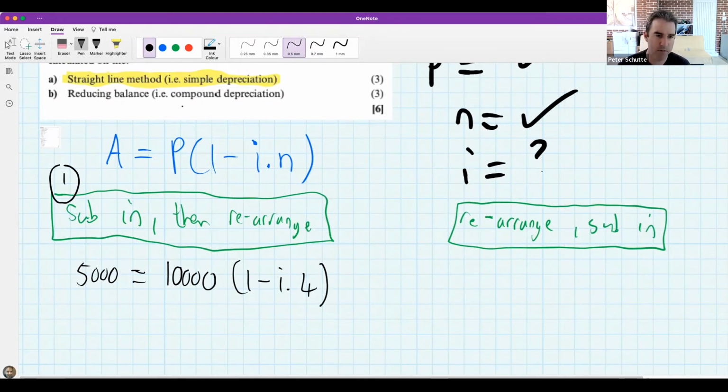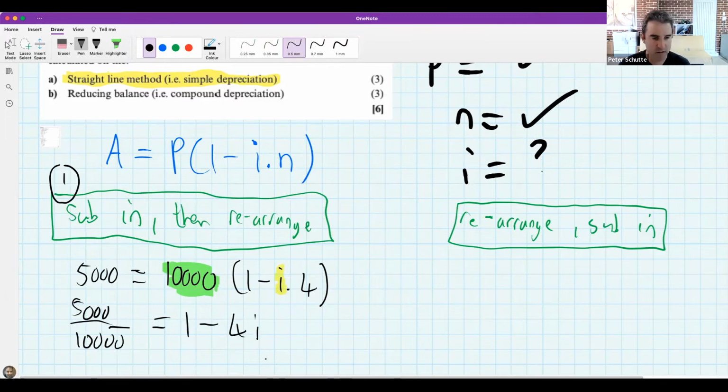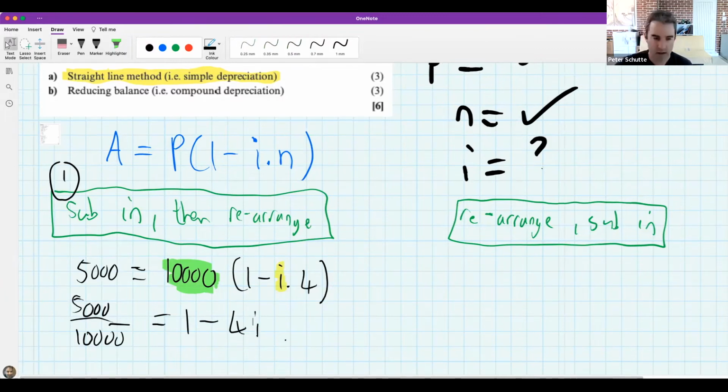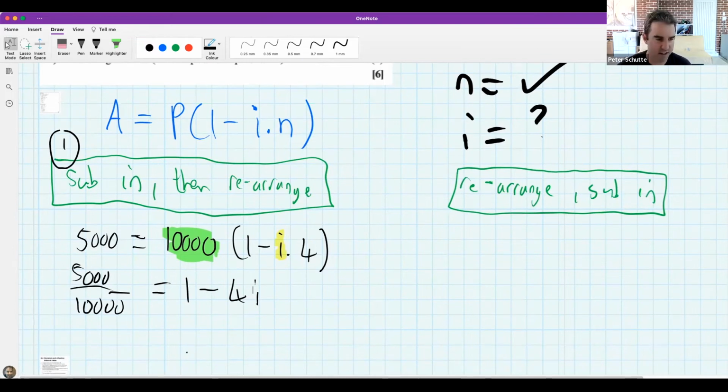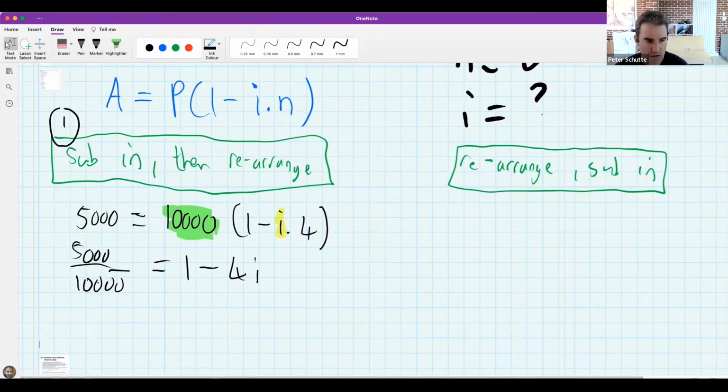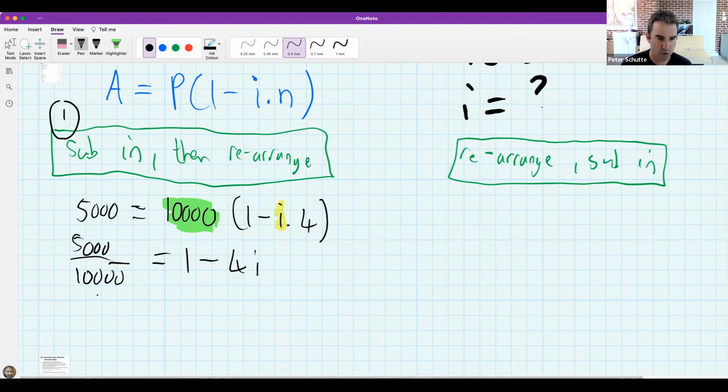And the problem is I need to get this I by itself. And what's stopping me at the moment is this 10,000. And so I'm going to move that to the other side, or I'm going to divide by it. And then also I times 4 is just 4I. So I get that. And you know what? 5,000 over 10,000 is just going to be a half, or 0.5. And so I get that so far.